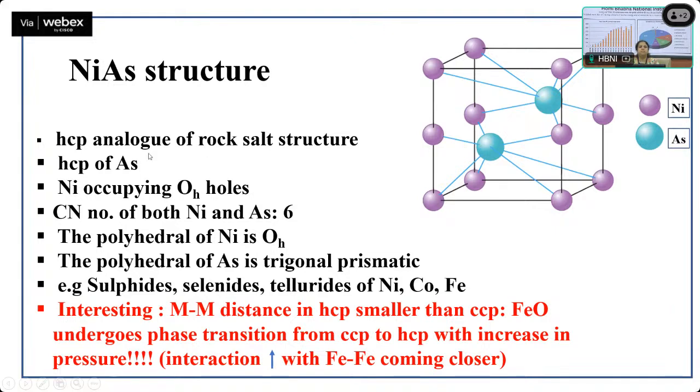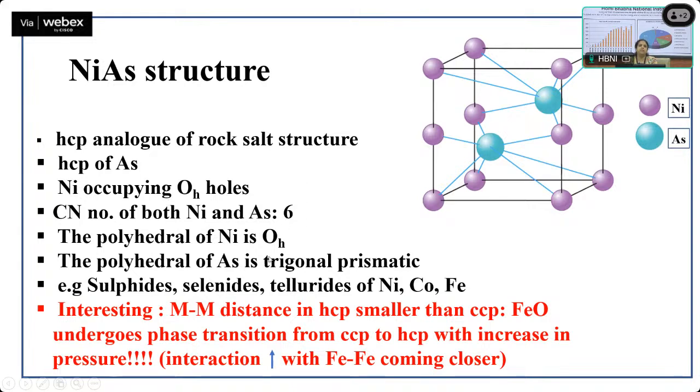It is hexagonal close packing of arsenic, and nickel occupies the octahedral hole. Compare with the rock salt structure, where it was CCP of chloride with sodium occupying the octahedral hole. Again, because your cation is occupying the octahedral hole, the coordination number of both nickel and arsenic is 6.